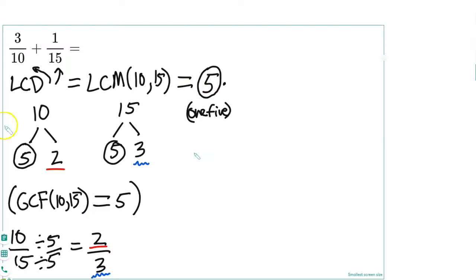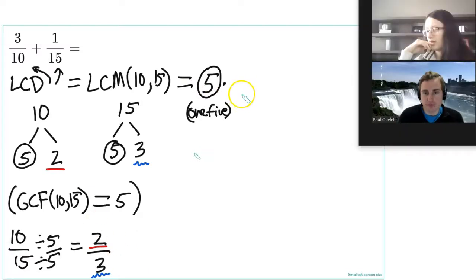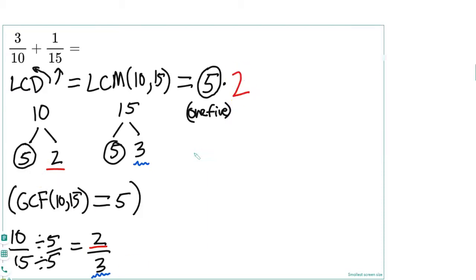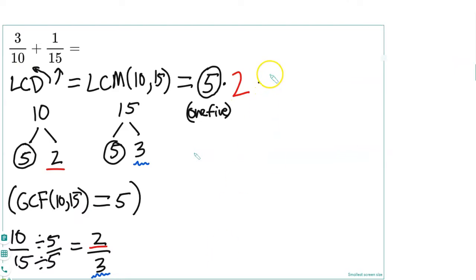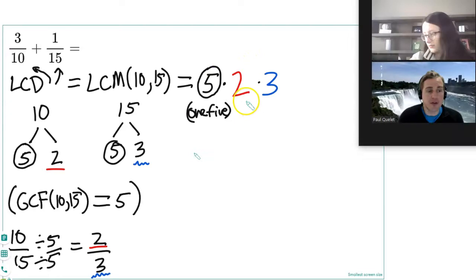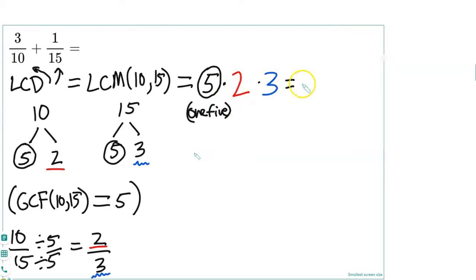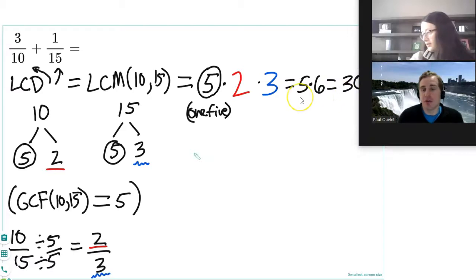Do we need the 2? Yes, because it's unique to the 10. Do we need the 3? Yes, because it's unique to the 15. So the next question is, what is 5 times 2 times 3? Let's make it simple on ourselves. What's 2 times 3? So we got 5 times 6, which is what number? 30, good.